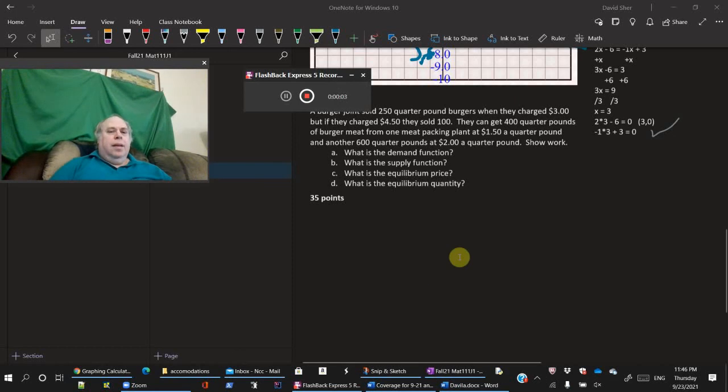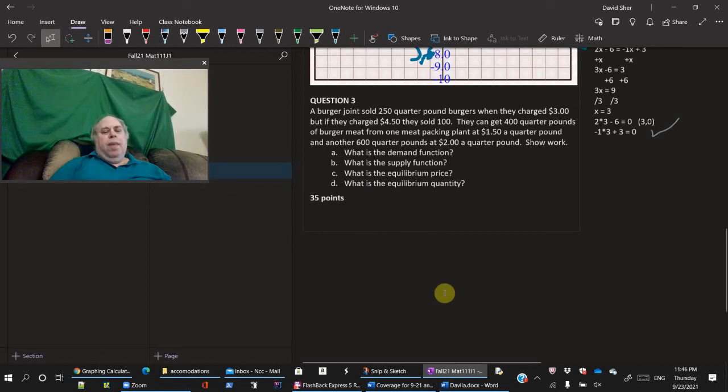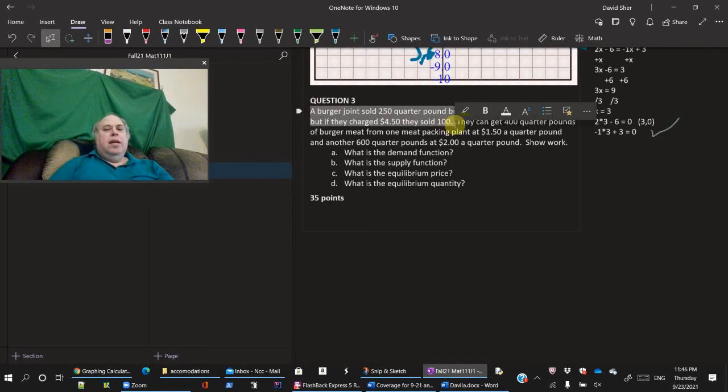Hi guys, this is the review for the review exam, question 3, the supply and demand question. There are two parts to this. The first sentence is the demand: a burger joint sold 250 quarter-pound burgers when they charged $3, but when they charged $4.50, they sold 100.